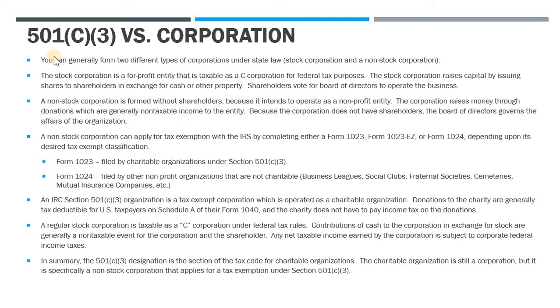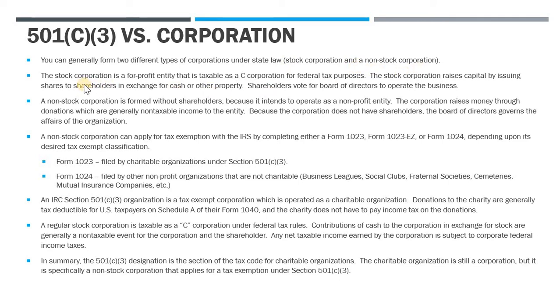Okay, for this video, I wanted to cover what are the differences between a 501c3 organization versus just a regular corporation. Right, so I think there's a lot of confusion about what it means to be an actual 501c3 entity and the different types of corporate entities that can be formed under state law. So you can generally form two types of corporations under state law. You have either a stock corporation or a non-stock corporation.